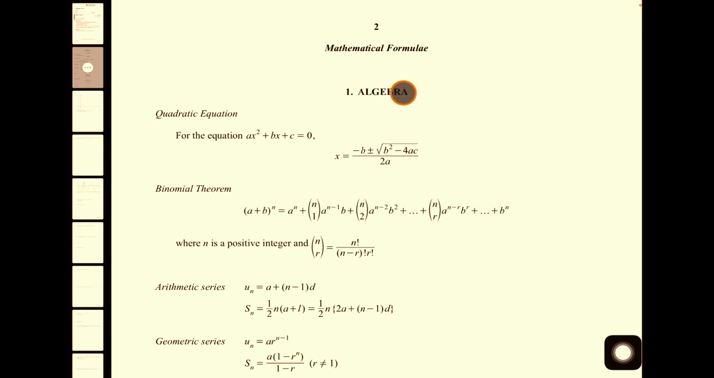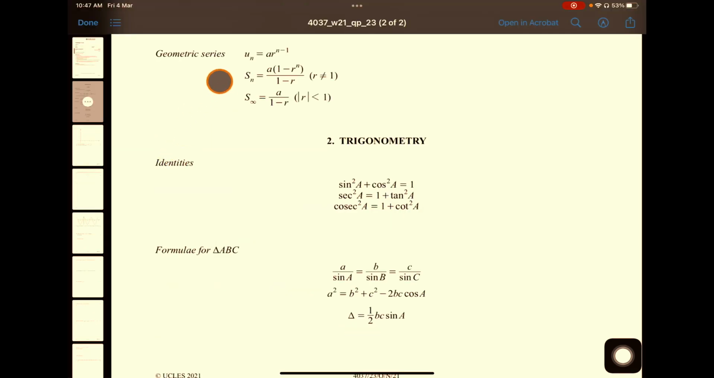For mathematics, in algebra, you have quadratic equations, ax squared plus bx plus c equals 0, where x equals minus b plus or minus the square root of b squared minus 4ac, divided by 2a. And the binomial theorem, a plus b whole to the power n equals a to the power n and so on. All these things we will have, and other formulas are given. Arithmetic series: un equals a plus n minus 1 into d. Sn equals half n times a plus l, or half n times 2a plus n minus 1 into d. Geometric series: un equals a r to the power n minus 1. The sum of a geometric series is given for r not equal to 1, and the sum to infinity is also given.